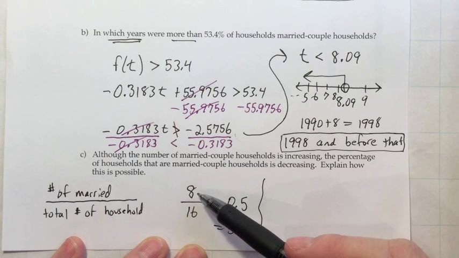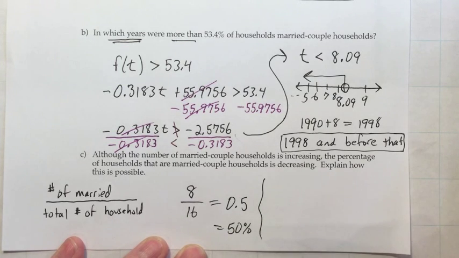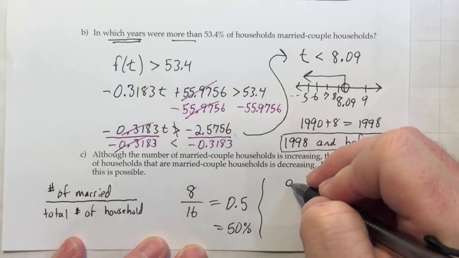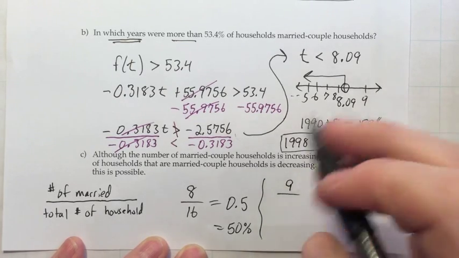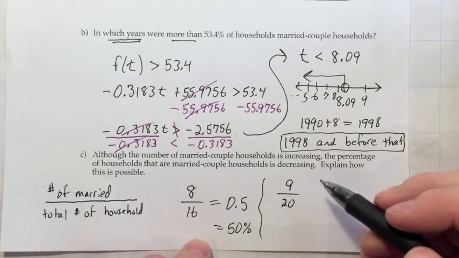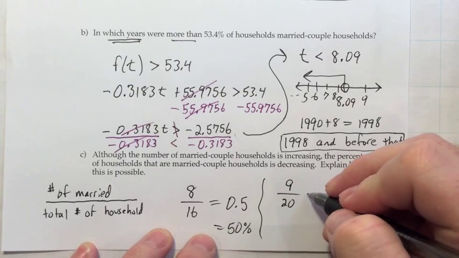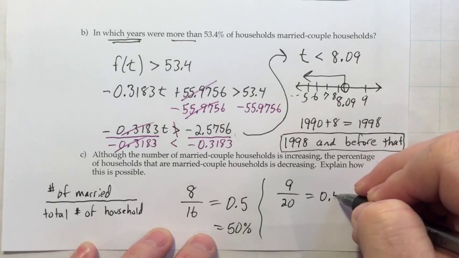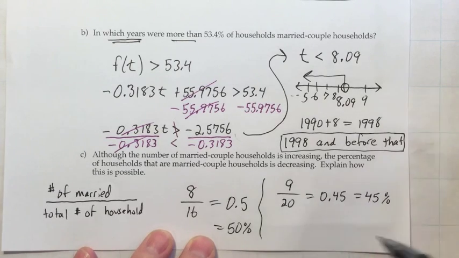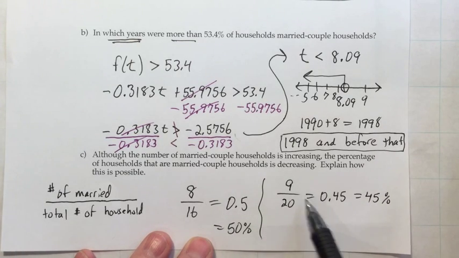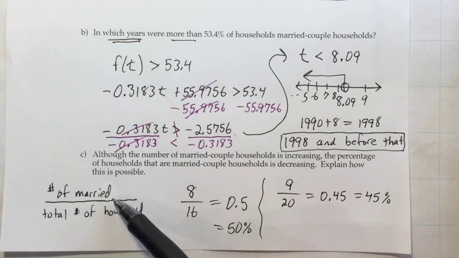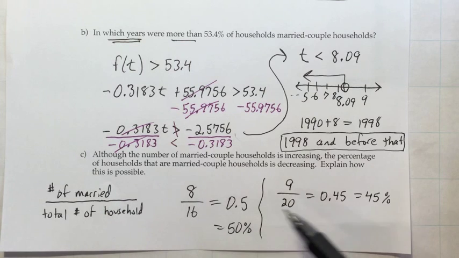Is it possible the numerator could get bigger and the percentage would still get smaller? Sure. Suppose the numerator went up to 9, but that the denominator went up to 20. So that would be an increasing numerator. But what happens to the percentage? Well, if you do 9 over 20, you get 0.45, which is 45%. So there's an example of the numerator growing and yet the percentage going down. So in our example, the number of married households is increasing, but the percentage is going down.